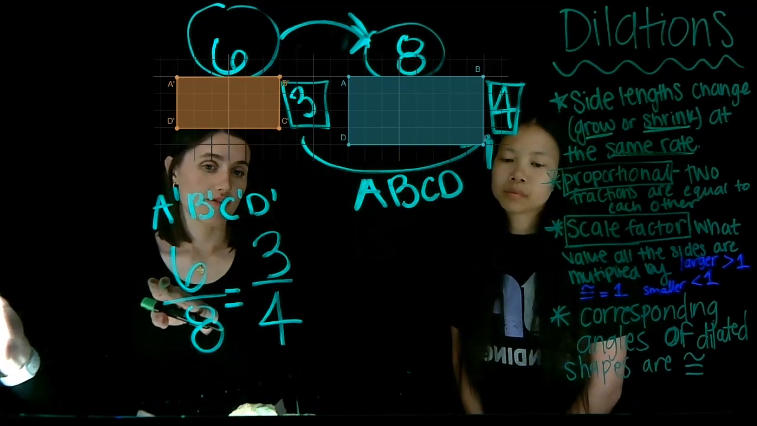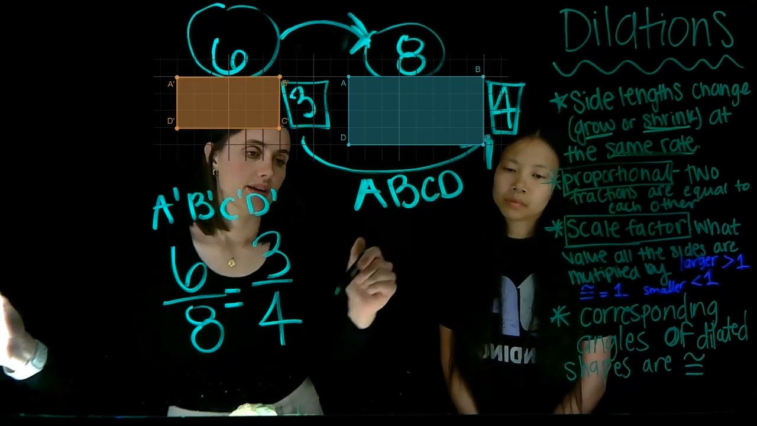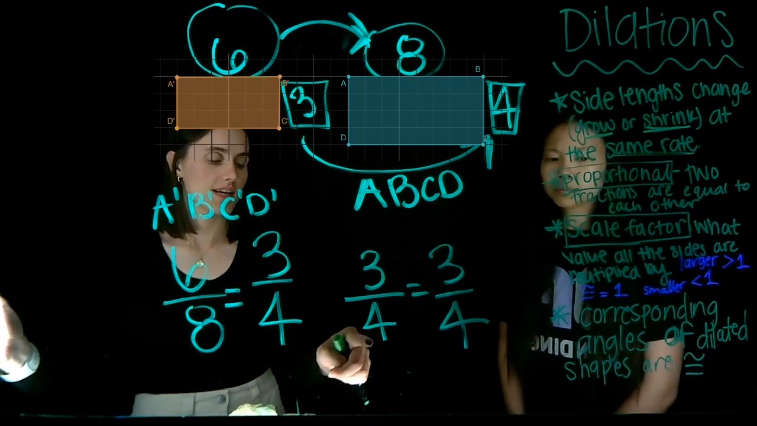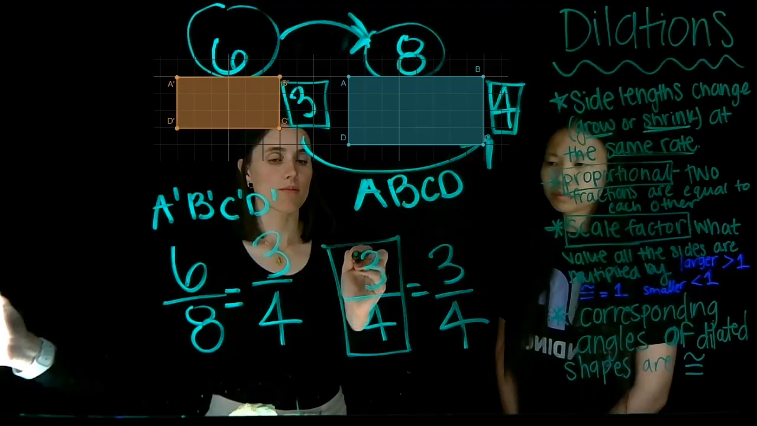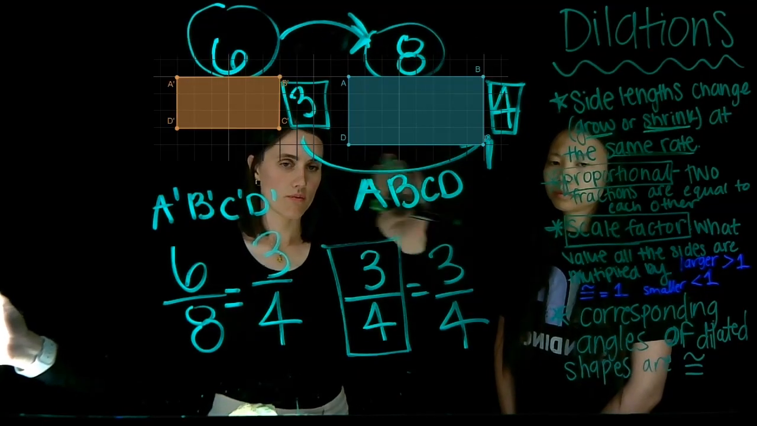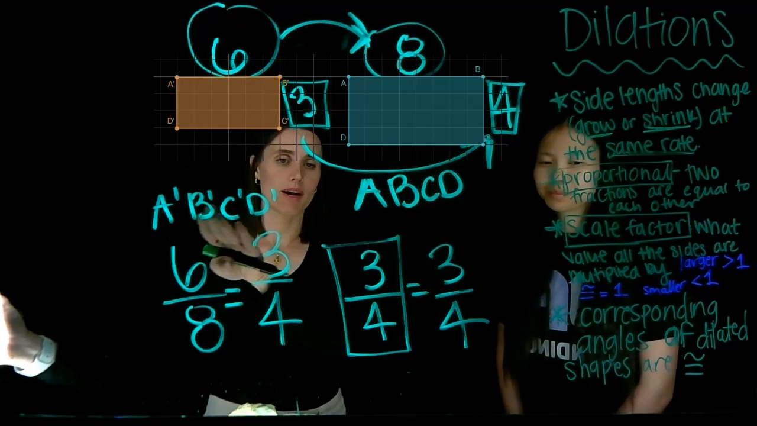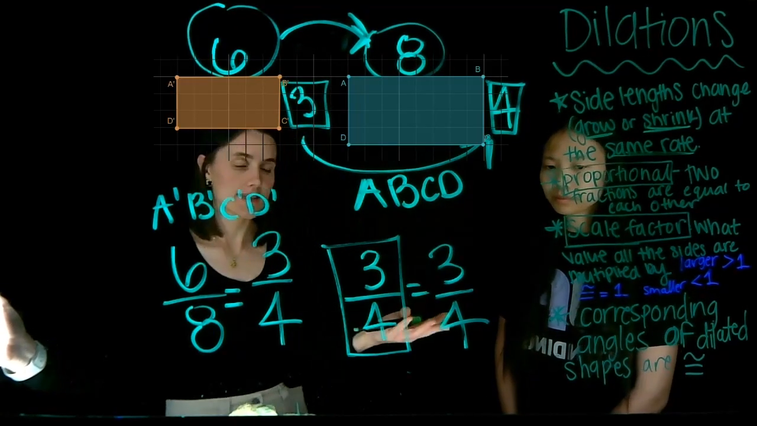So if we simplify 6 over 8, then we get 3 over 4. So this 3/4 tells me that I have to multiply everything in this original shape, A, B, C, D, by 3 over 4 to get the A prime, B prime, C prime, D prime shape. And we can test it out to make sure that's true.